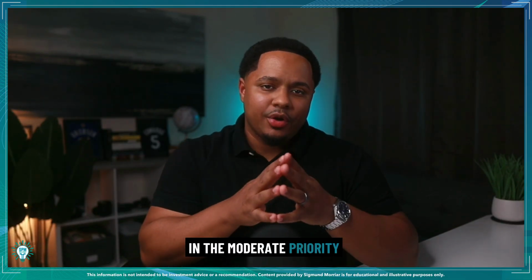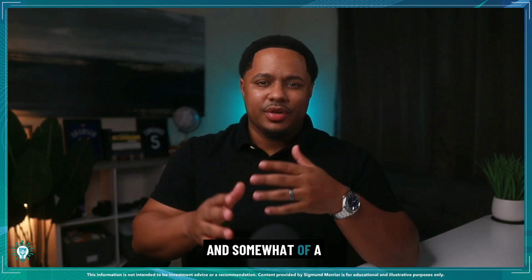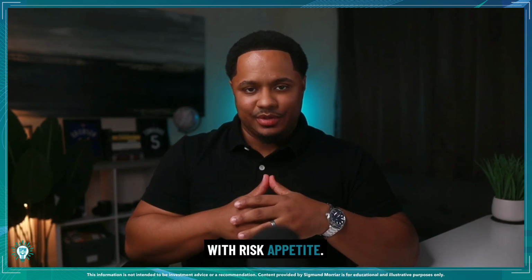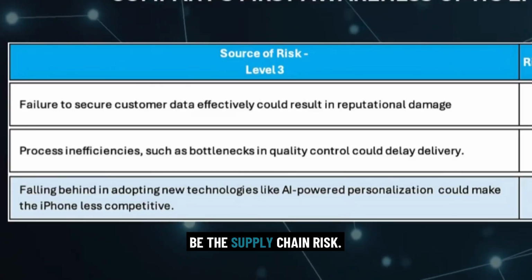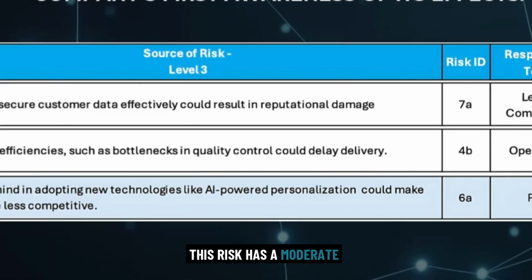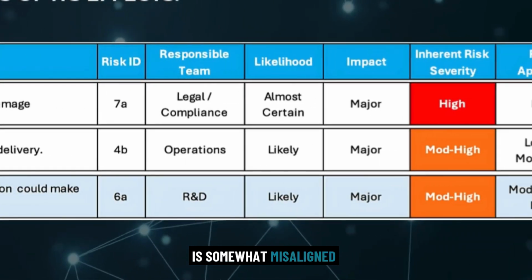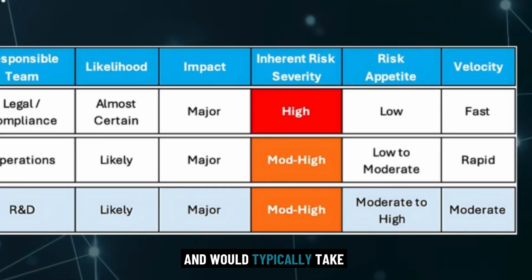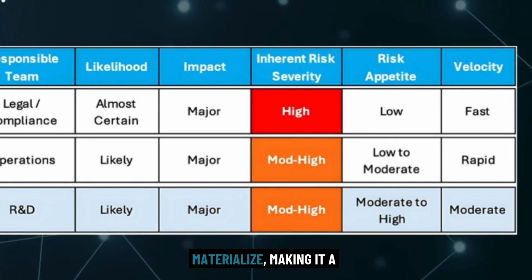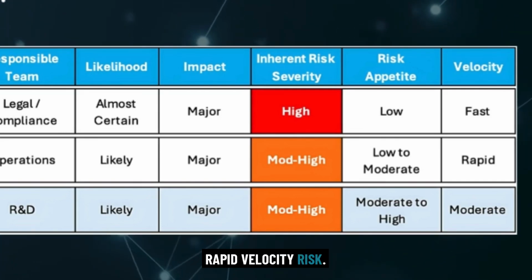In the moderate priority group, we have a moderate inherent risk or velocity and somewhat of a manageable misalignment with risk appetite. A good example here would be the supply chain risk. This risk has a moderate to high inherent risk, is somewhat misaligned with the appetite, and would typically take a few weeks to materialize, making it a rapid velocity risk.